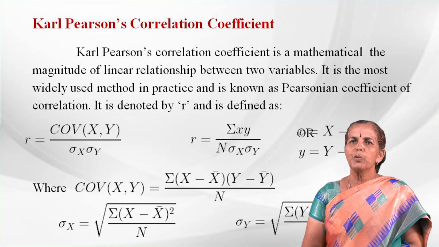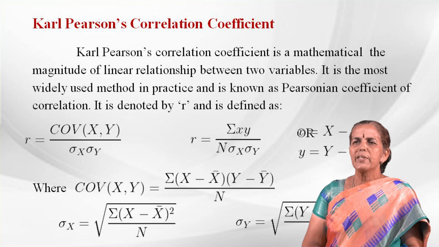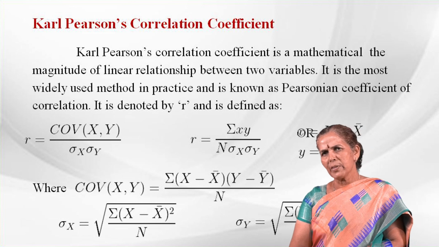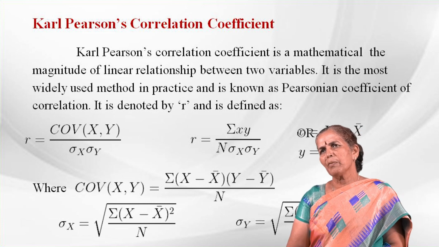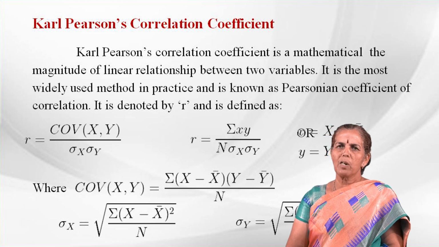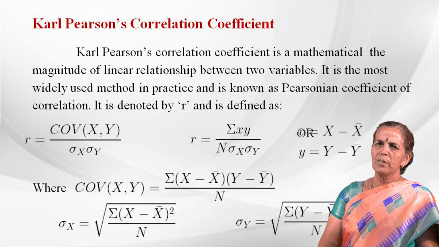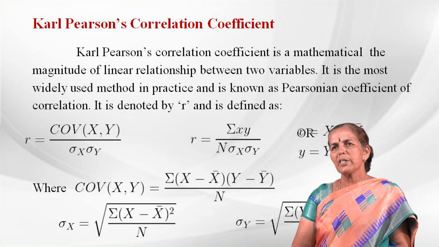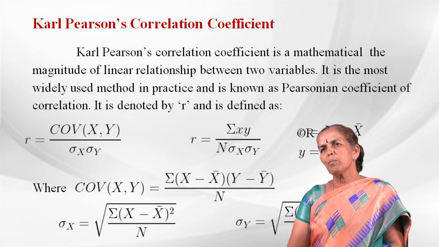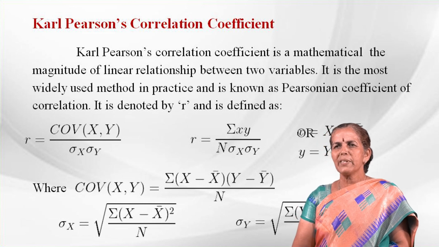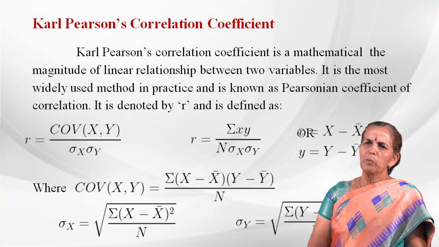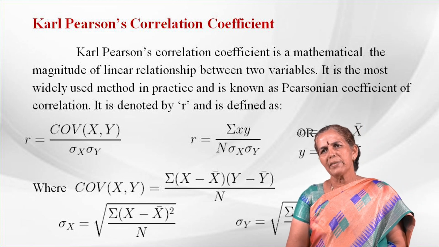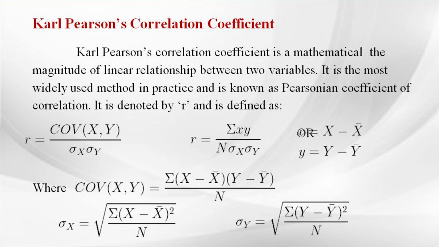Next method. Number 2, Pearson coefficient of correlation. This is a mathematical method. It is the most widely used method in practice, known as Pearsonian coefficient of correlation. It is denoted by the small letter r, which is defined as covariance of xy divided by standard deviation sigma x sigma y. We can represent also r equal to summation xy divided by n into sigma x sigma y, where small x represents x minus x bar, small y represents y minus y bar. The formula for covariance of xy equals summation of x minus x bar into y minus y bar, the whole divided by capital N.